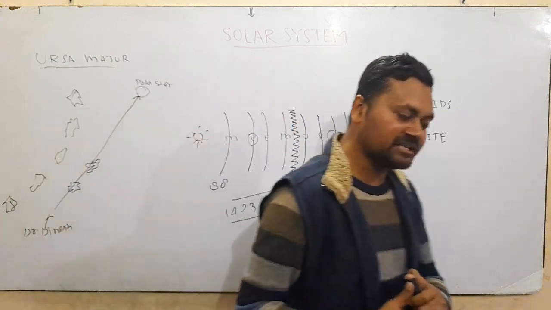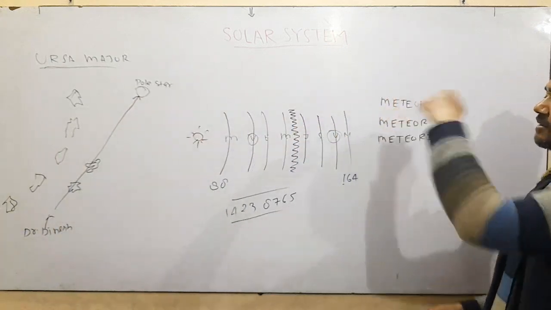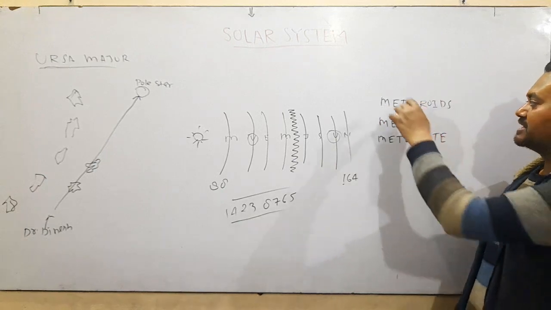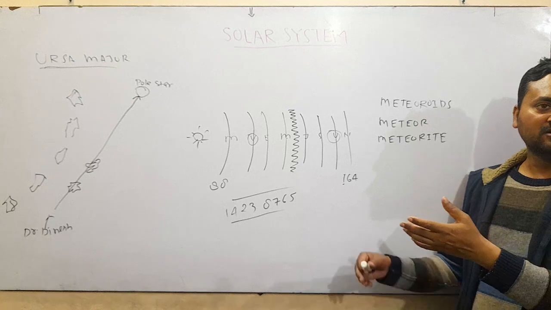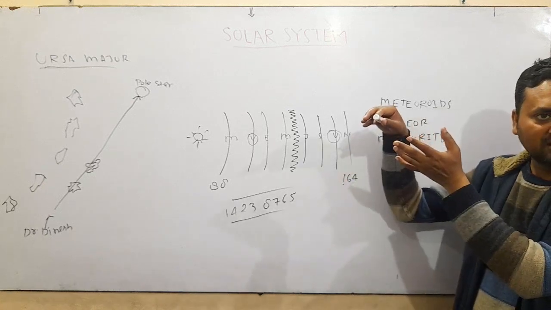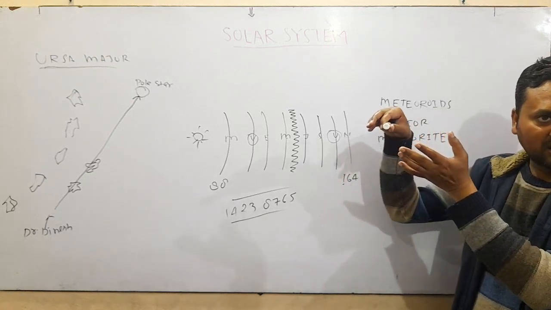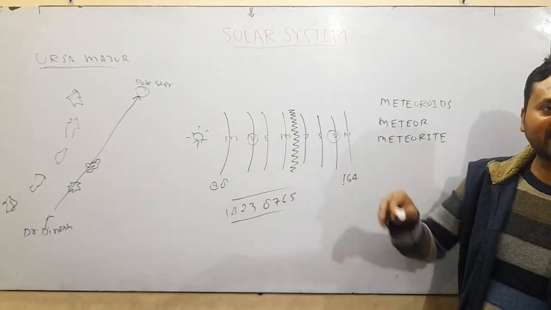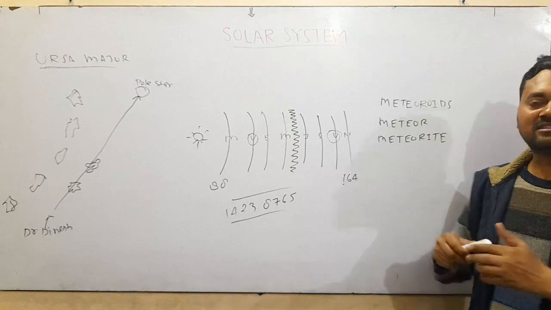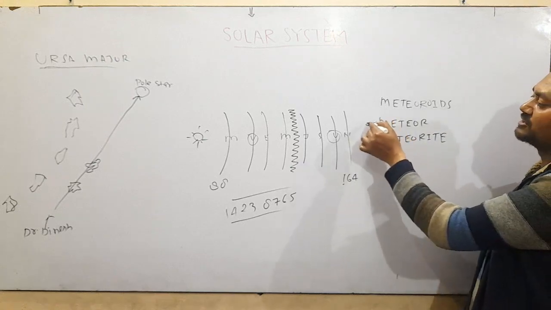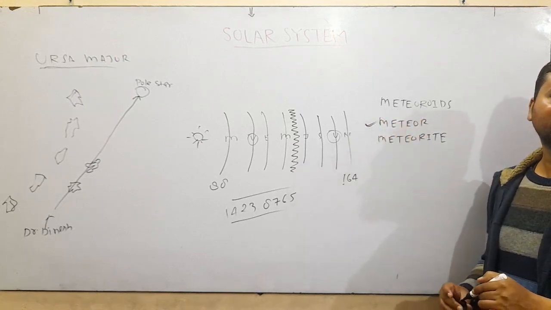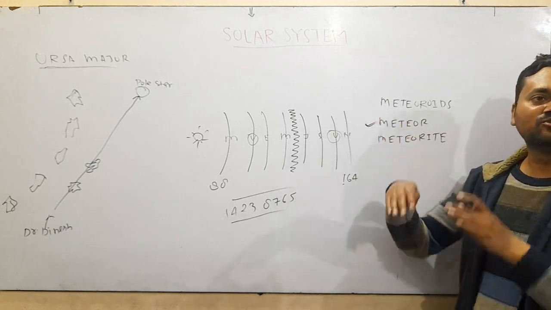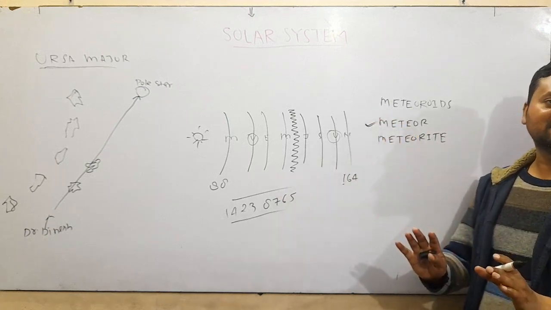So my concern here is that some of the meteoroids which are burnt in between are called meteors. They don't succeed in reaching the earth's surface.